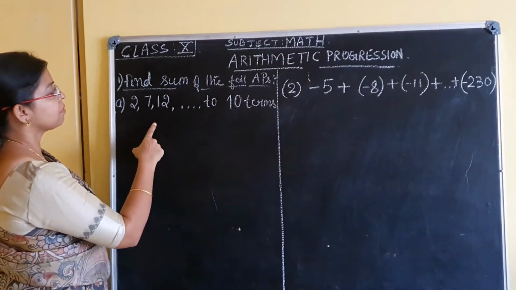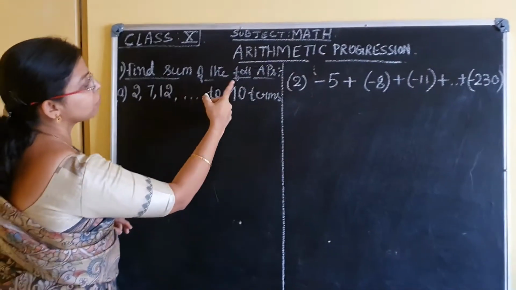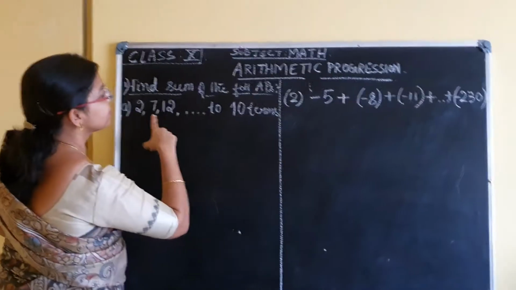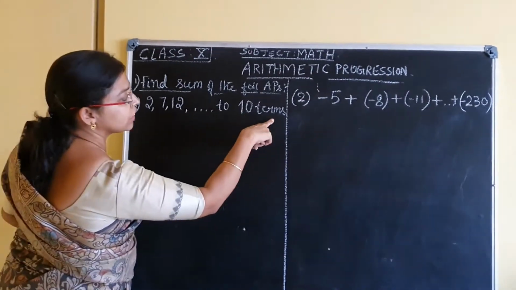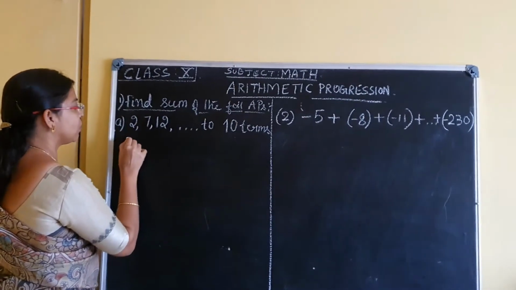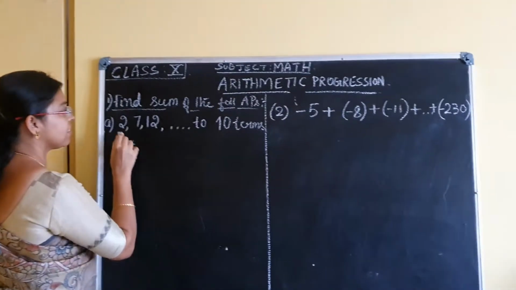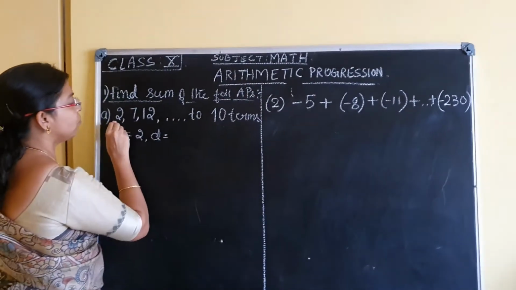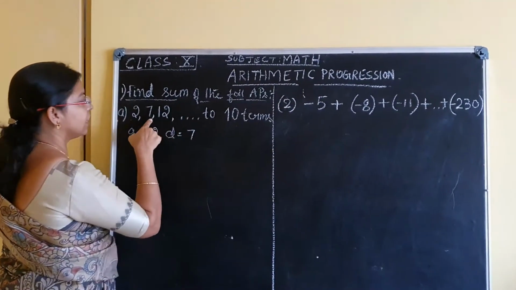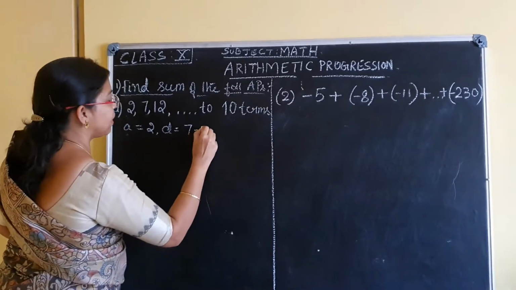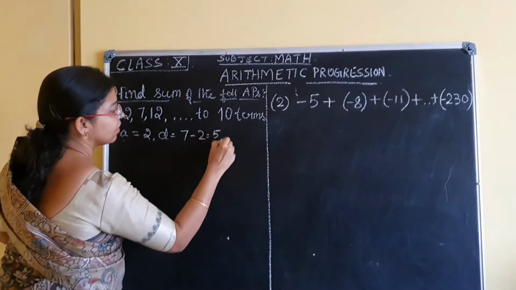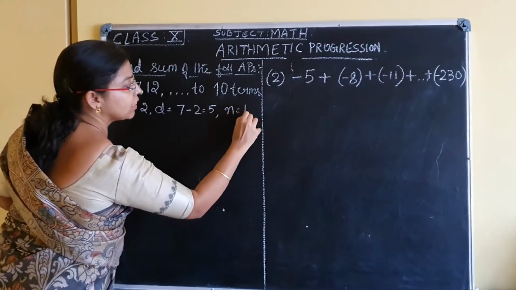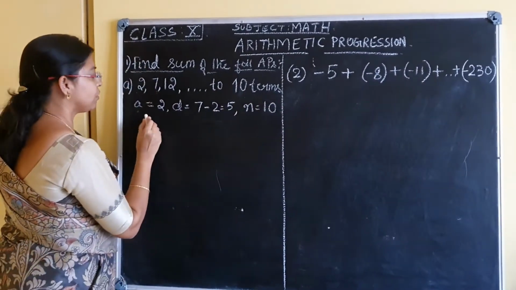Here are a few exercise problems. The first one is find the sum of the following APs. Here the AP is given and we need to find the sum of these terms up to 10 terms. So first, what we need to write? The inputs. A, the first term here, is 2, and d, the common difference, is a2 minus a1, second term minus the first term, 7 minus 2 is 5, and they've asked up to 10 terms, n is equal to 10. What we need to find out?